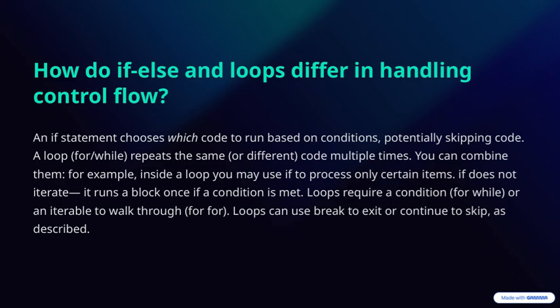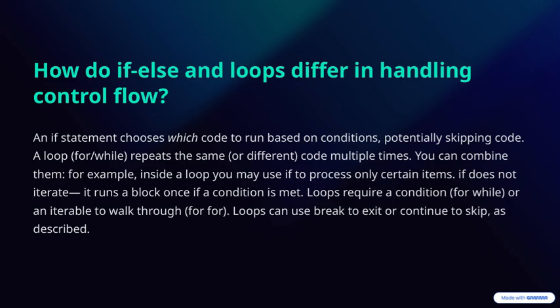Loops, on the other hand, are all about repetition. They let us run the same piece of code multiple times, either a fixed number of times or while a certain condition holds true. For example, a for loop iterates over an iterable like a list, while a while loop continues as long as a condition remains true.